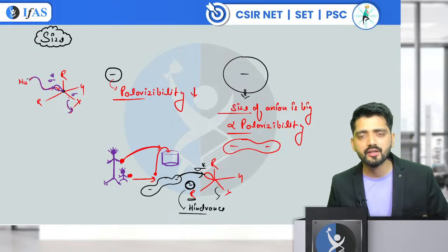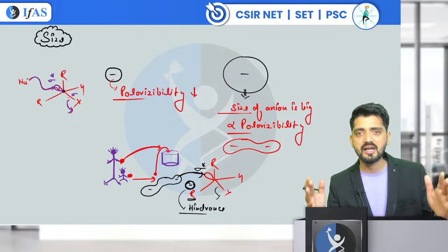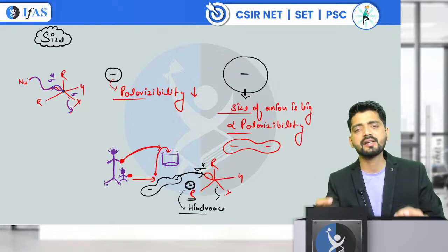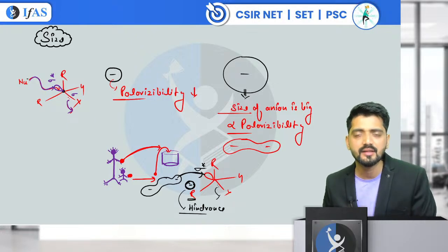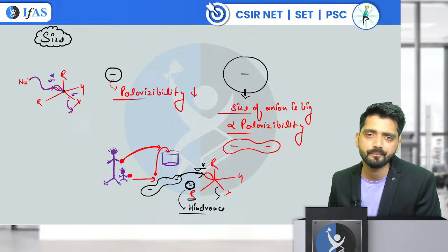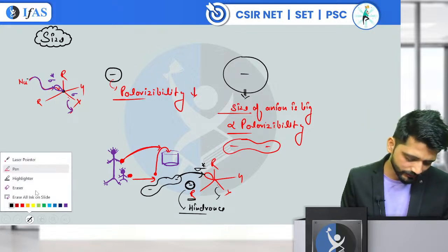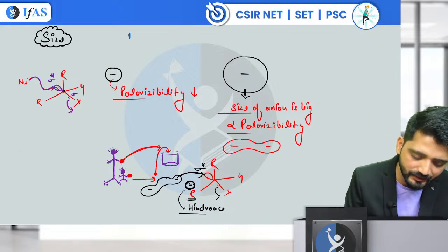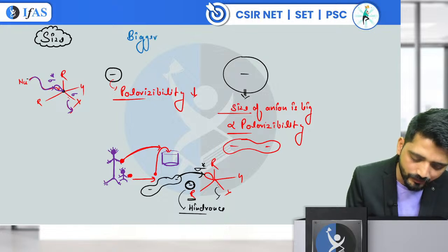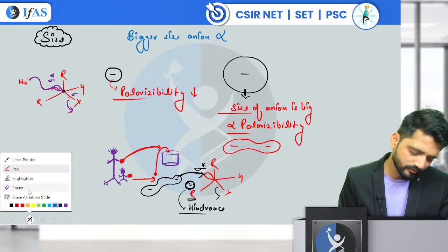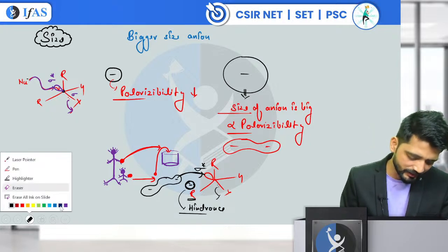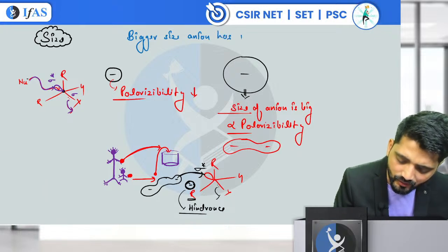It means what you are trying to say, sir, is that a bigger size anion will comfortably attack into the sigma star orbital and the leaving group will be eliminated. Yes, that's the point I am trying to make here. Got it? It means I can say, in a statement, that a bigger size anion has more nucleophilicity.